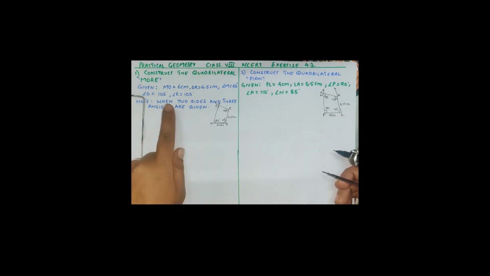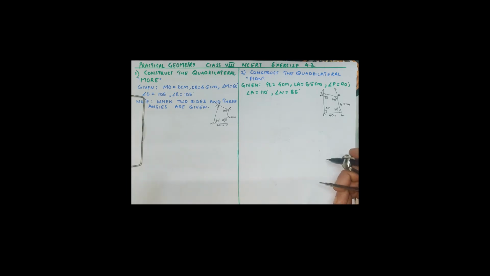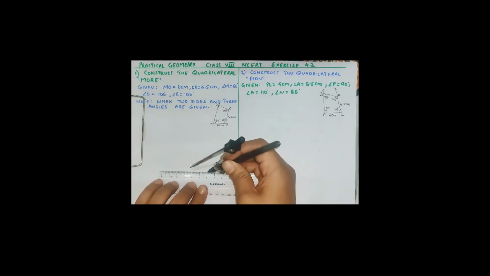The dimensions are given and the very important thing which is the condition. Condition is when two sides and three angles are given. I have drawn one rough diagram for it and you people also have to draw this because it will not create any mess while constructing the quadrilaterals. So let us start. First draw the dimension MO which will be the base of it.